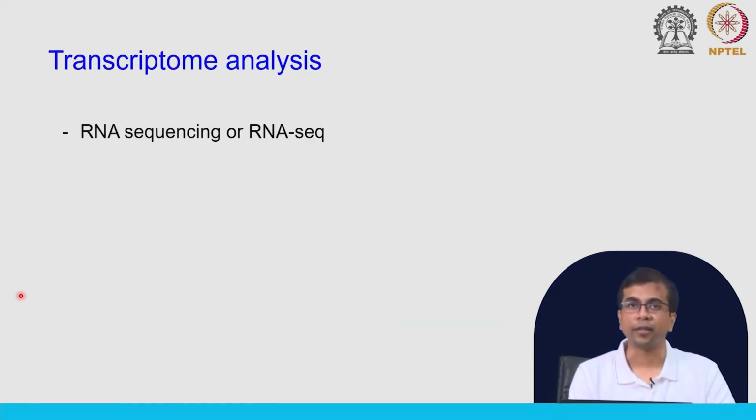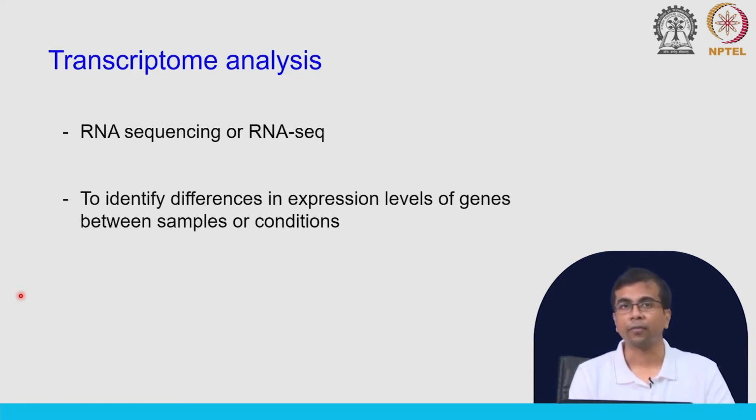So, transcriptome analysis is also called RNA sequencing or RNA-seq, even though sometimes we are not directly sequencing RNA, as we will see in some of these methods. And most of these experiments are done to identify difference in expression levels of genes between samples or between different conditions. So, it could be disease versus healthy, or it could be some sort of treatment that is given to certain samples, and you want to compare treated versus untreated samples. Okay. So, these are the main goals of transcriptome analysis, and we used to do them using microarray earlier.